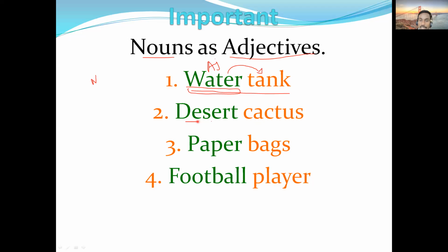The next example is desert cactus. Desert is also a noun, but here it is used as an adjective, which is describing cactus. The third example, paper bags. Paper is a noun, but here it is used as an adjective describing the noun bags. Football player. Player is a noun. Football is also a noun, but now football is describing player, so football is an adjective here. So nouns can be used as adjectives, that you need to understand.